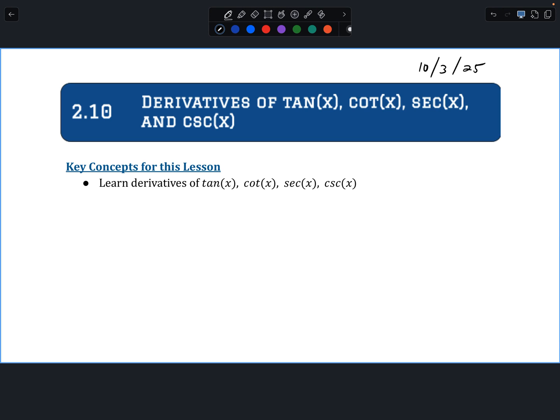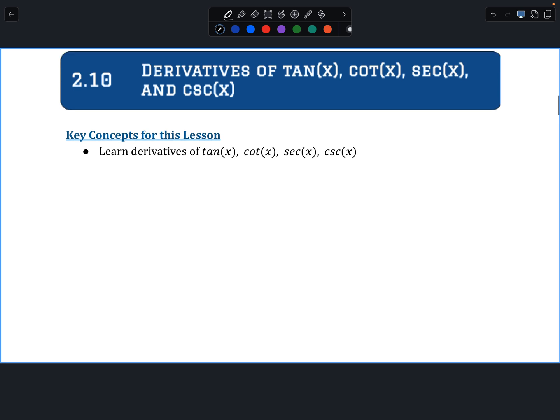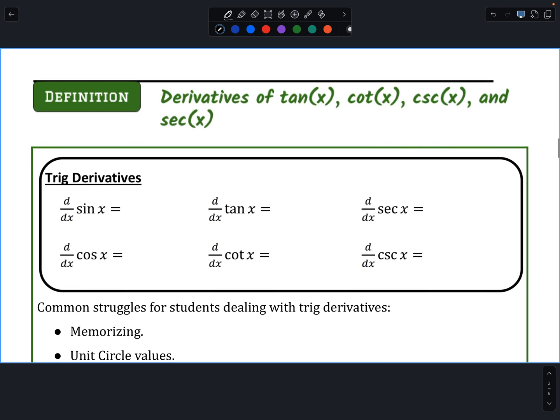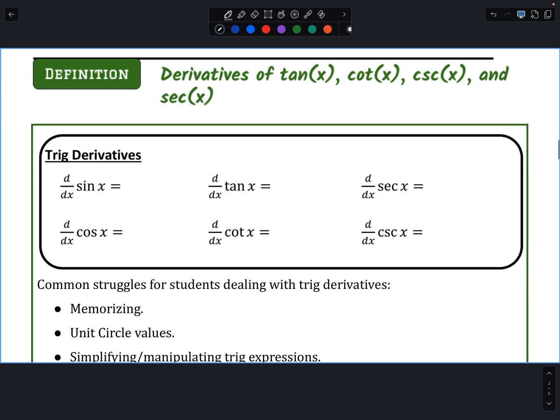Derivatives of tangent, cotangent, secant, and cosecant. When you get your study guide, the last page has a lot of blank space. One of my recommendations is to write down all the derivative rules you have learned so far. We already know these two, right? We're going to write them down again right now.